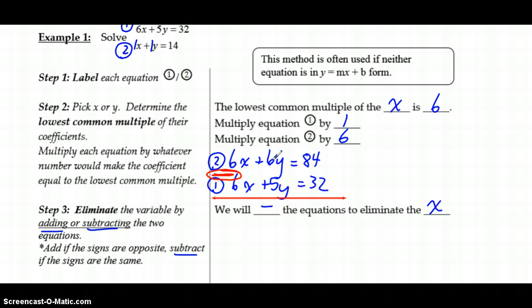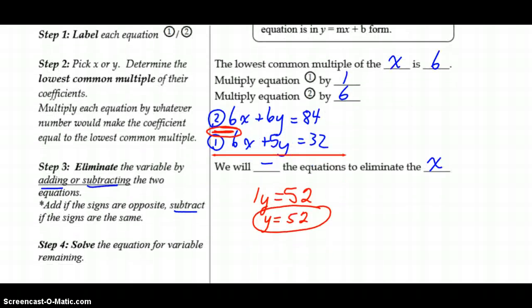Then we're going to move on to the y's. So we have 6y minus, don't forget your big subtract sign, positive 5y. 6 minus 5 is 1. We're left with 1y. 84 minus 32, we get 52. And of course, 1y is the same thing as just saying y equals 52. And that is now the first part of our point of intersection.